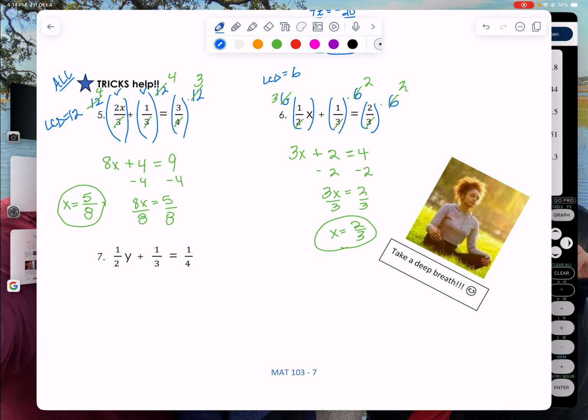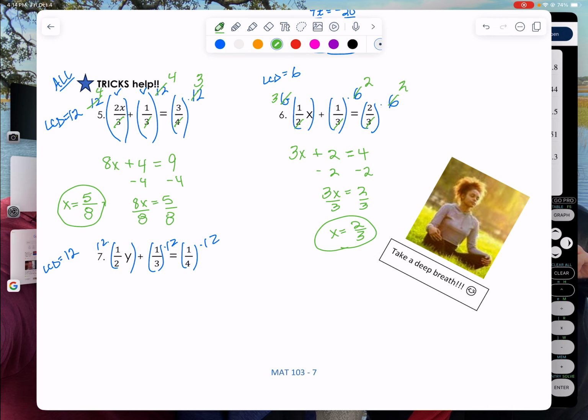But I noticed that 2 and 3 and 4 all go into 12. So I'm going to use the least common denominator of 12. Again, you could use 24 if you wanted, but I'm going to multiply each piece by my 12.